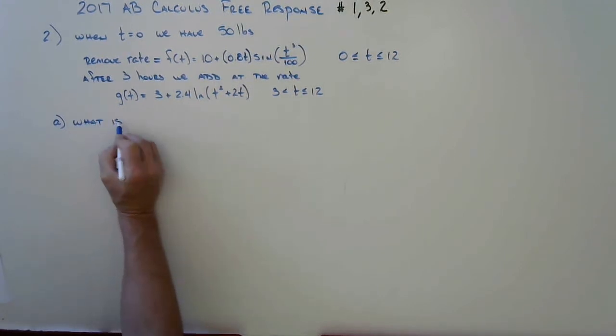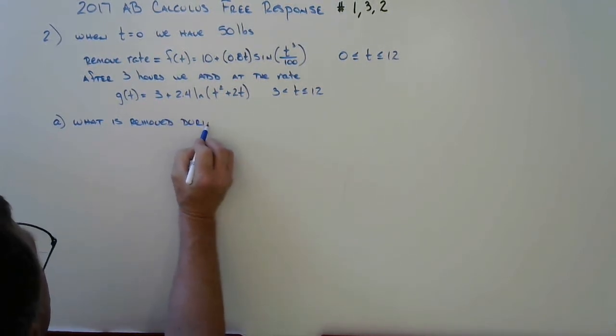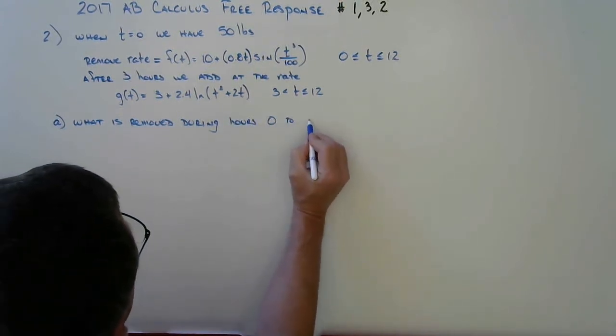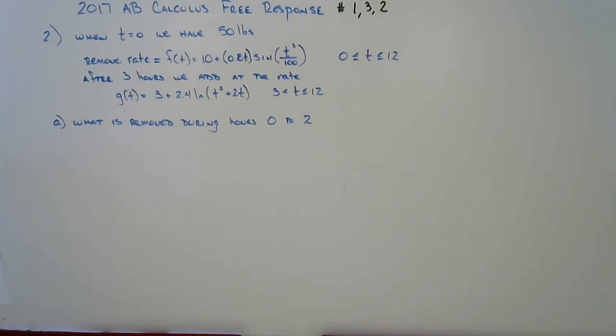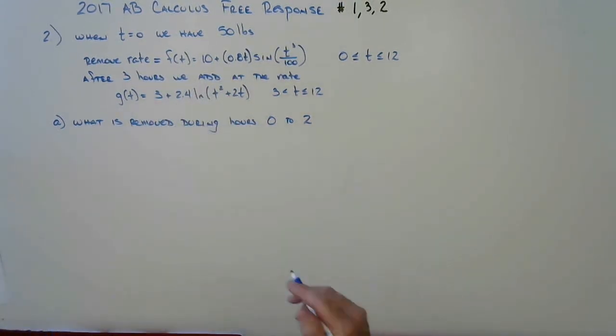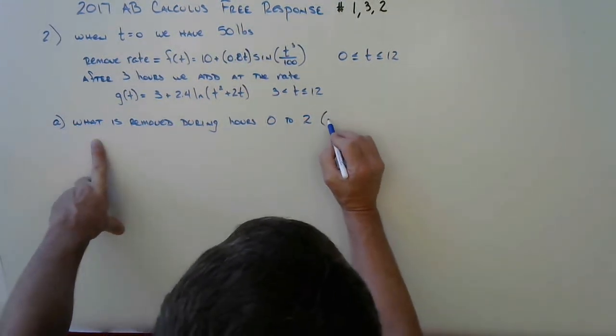What is removed during hours 0 to 2. Okay. Well, how much bananas are going to be removed between the hours of 0 to 2? Well, we know the rate at which bananas are removed. These are bananas per hour. This is the rate at which bananas are removed. We want to know the amount, right? This is the amount.